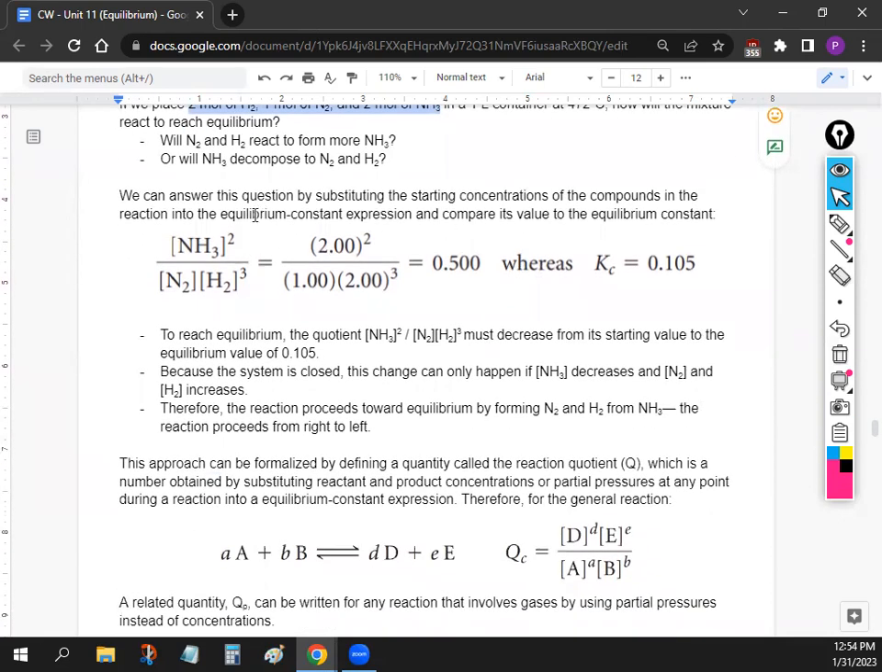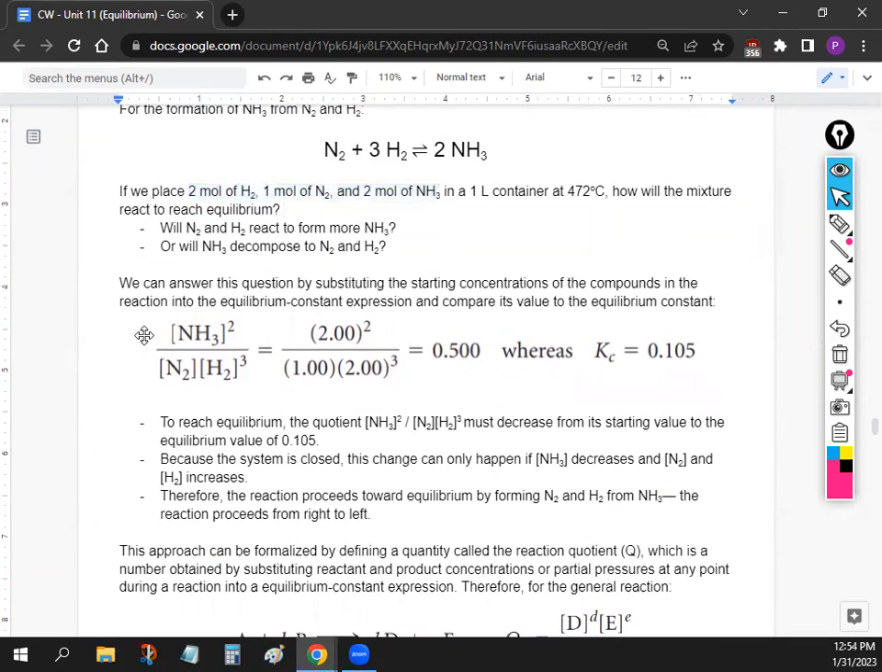Okay, so what we can do is set up the equilibrium constant expression. If you take a look at this, it's just the products on the top divided by the reactants on the bottom. And we can substitute the concentrations. So 2 for H2 right here, 1 for N2 down here, and 2 for NH3 here. And that's going to give us 0.5.